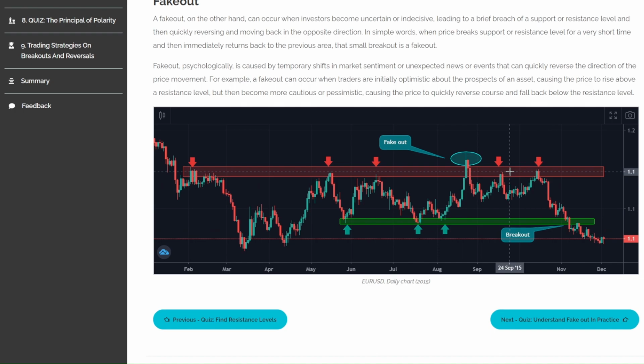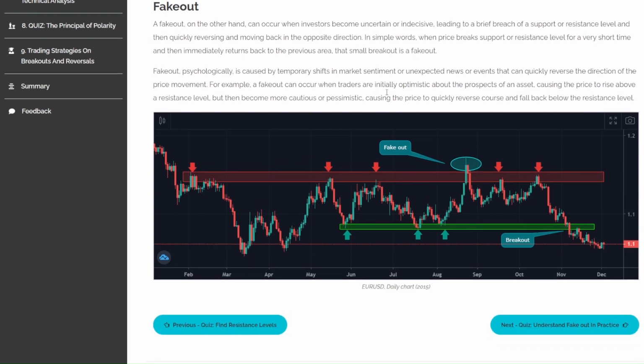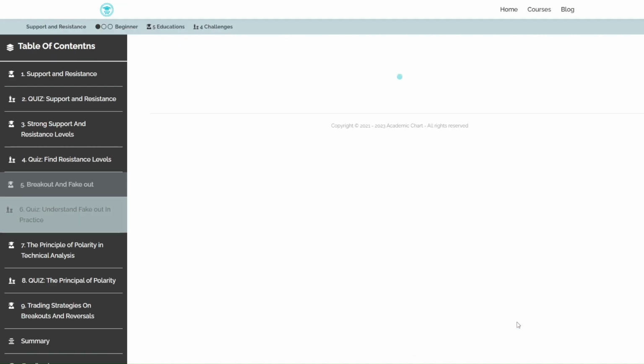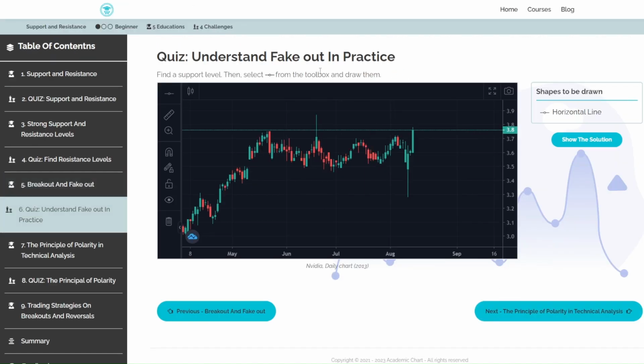So it is really important to first know that these fake outs are there. Any kind of breakout might not be an indication of continuation. Sometimes they are fake outs where the price reverses back. So it is important to first be aware of this fact, and then you can take the necessary actions accordingly.